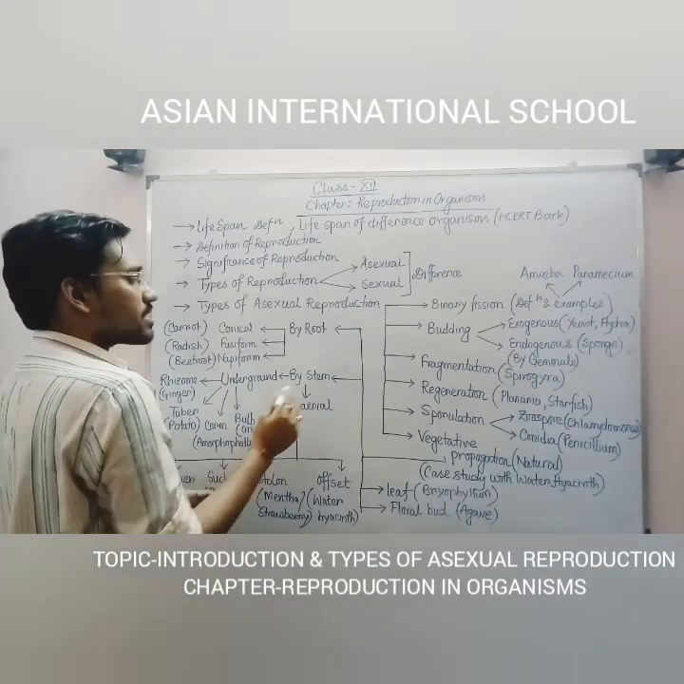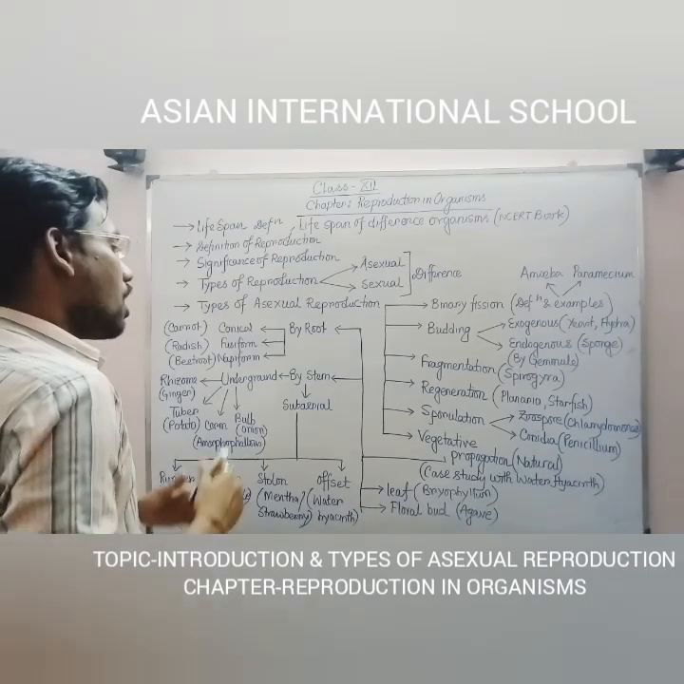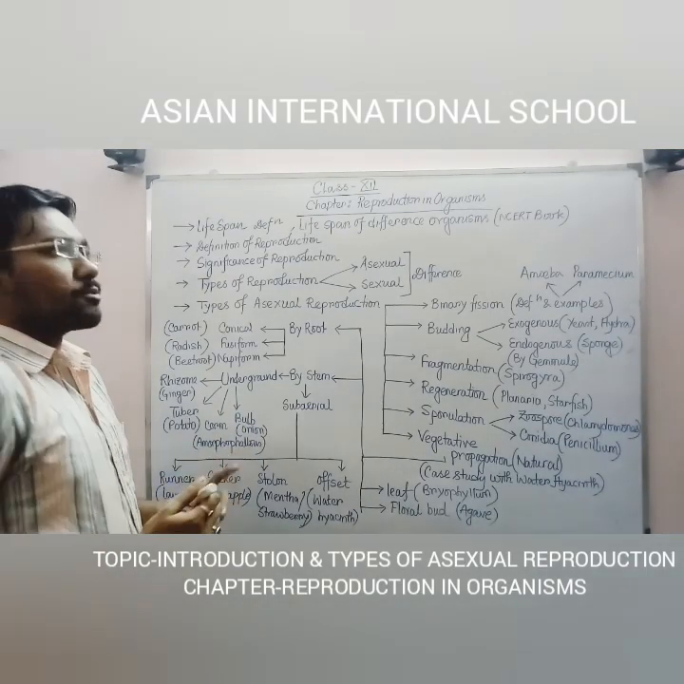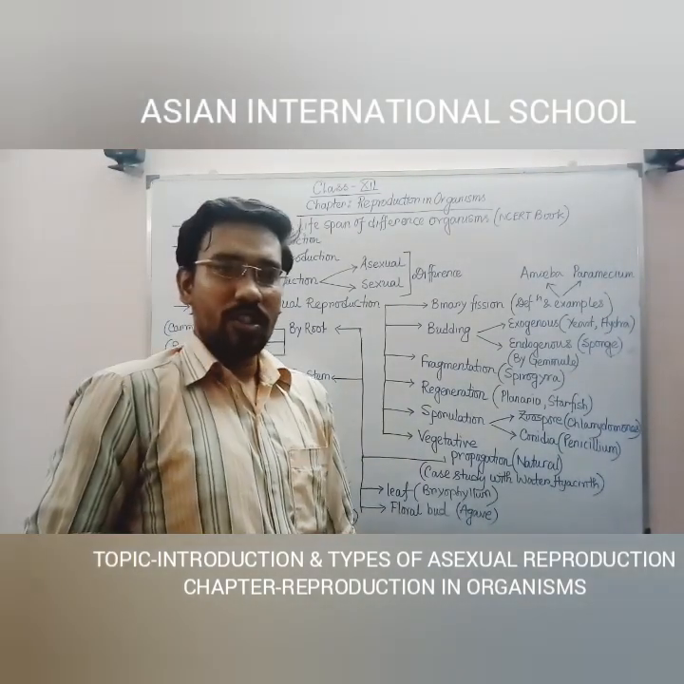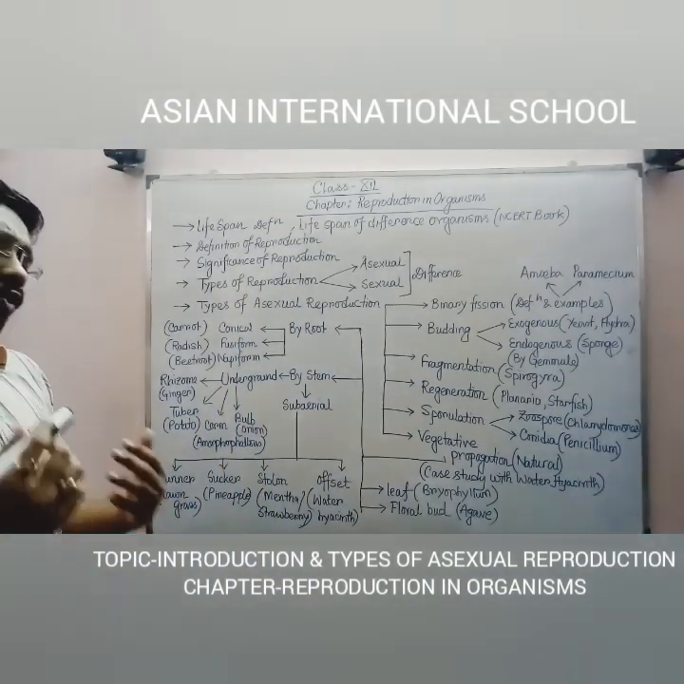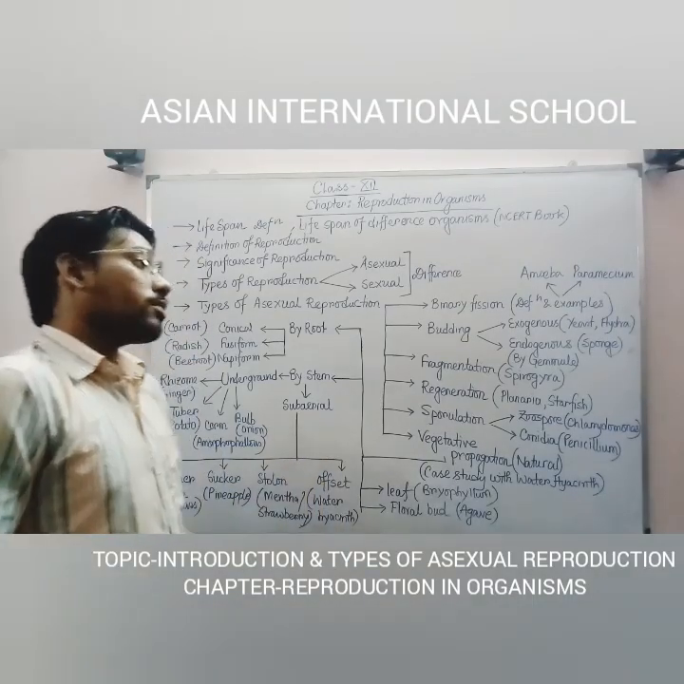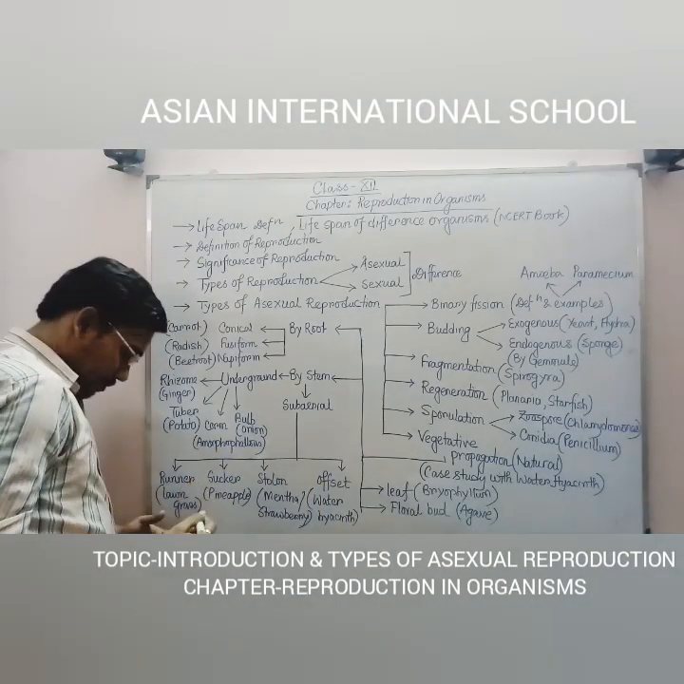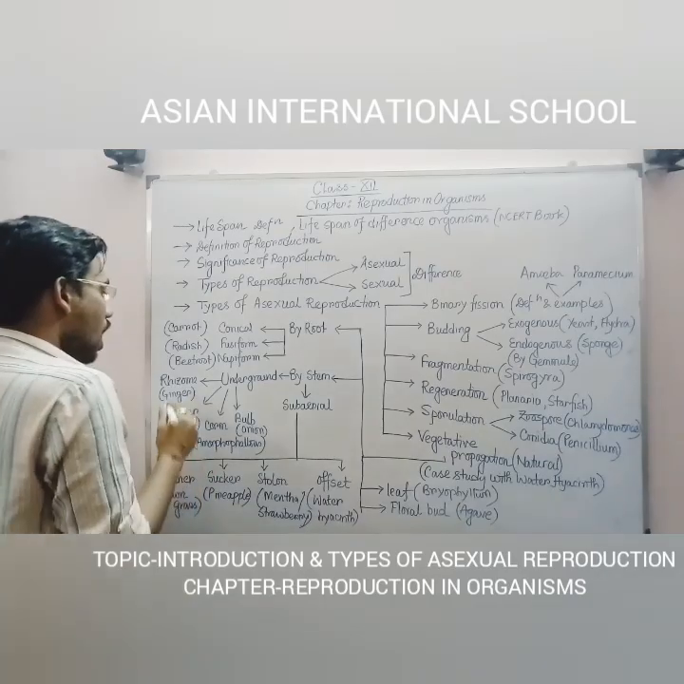Now we will see how the stem helps in vegetative propagation. First of all, we have to know there are two types of stems we will be discussing. One is the underground stem, another one is the subaerial stem. First, in case of plants where the stem is underground, how those underground stems help in vegetative propagation. First, rhizome.